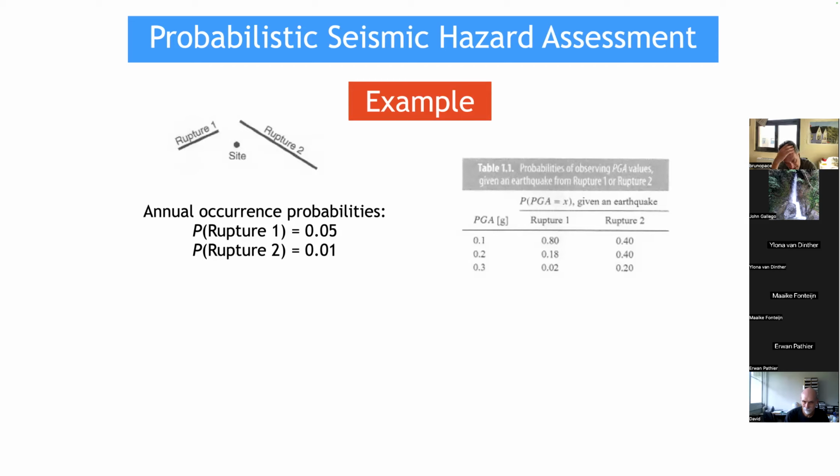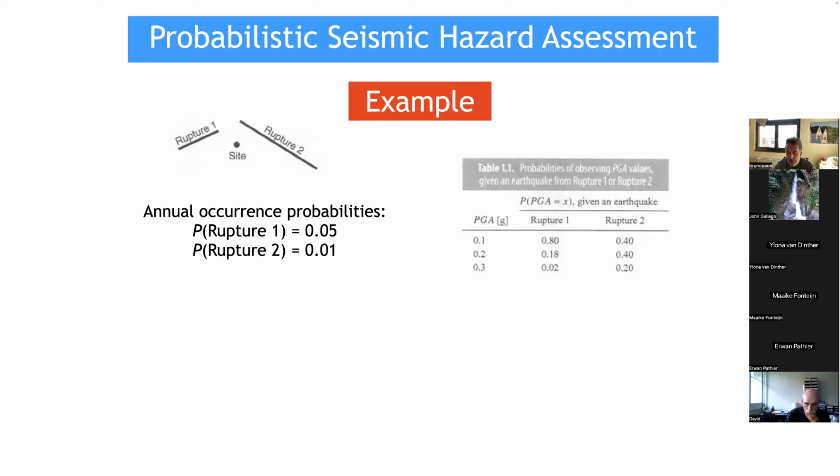Then we will complicate everything, but the approach is more or less this one. So we have a site, and we have two possible ruptures in this example. What we have to evaluate is the annual occurrence probability for each rupture. So for example, we have 0.05 for rupture 1 and 0.01 for rupture 2. And as you can see, the probability is lower for a larger rupture, and the smaller one is more frequent than the other one.